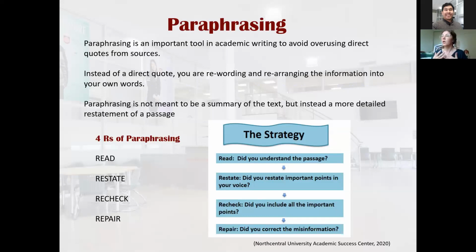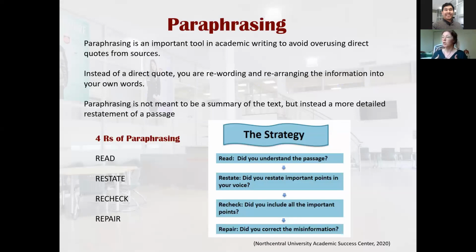Okay, so paraphrasing is an important tool in academic writing to avoid overusing direct quotes from sources. Instead, in your paper, you don't want to just constantly be putting in direct quotes, because first of all, it looks like you don't understand the information, and second of all, it doesn't look great having quotes all over. So paraphrasing is a great tool to reword and rearrange information into your own words. It's not meant to be a summary of the text, but a more detailed restatement of a passage.